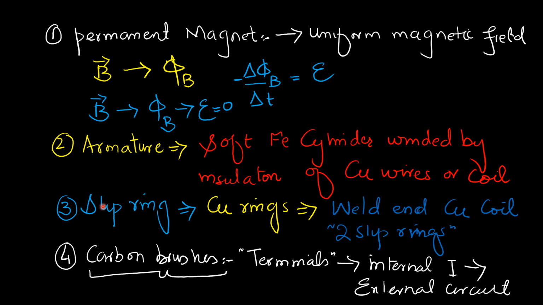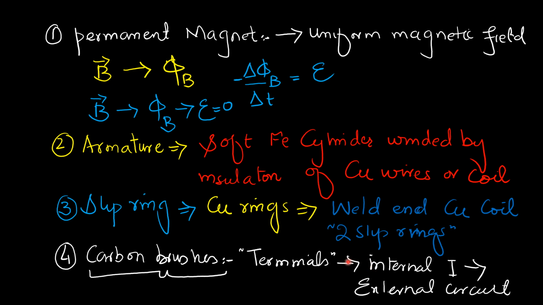This induced EMF is transferred through the copper wire into the slip rings, and the copper wires are fixed with the slip rings. There is a connection of carbon brushes, and the carbon brushes transfer the current gained from the slip rings into the external environment, or the external circuitry. So in this way the alternating current generator works.